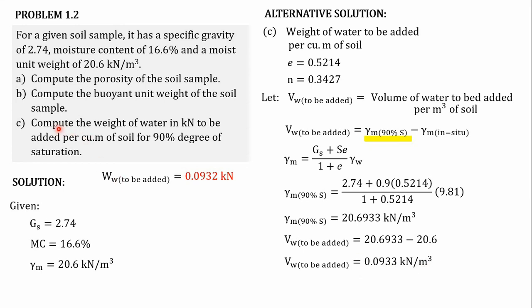So ang question niya is compute the weight of water in kilonewton to be added per cubic meter of soil. So ang gawin natin is the weight ng water to be added is equal to 0.0933 times 1 cubic meter. And that will be equivalent to 0.0933 kilonewton. So, same lang to. May discrepancy lang tayo because na-round off tayo. Pero kung hindi tayo na-round off, eksakto. Gets nyo? So, select lang kayo kung anong solution gusto nyo.